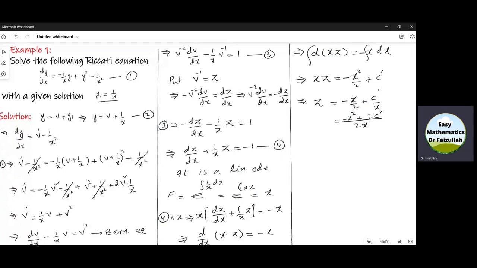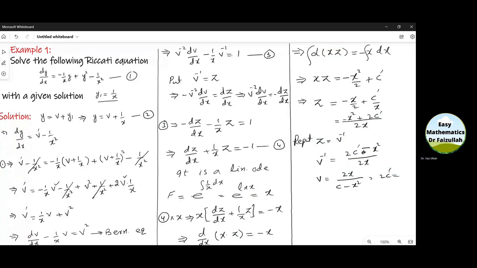Now let us re-put the value of z. So z was equal to v power minus 1. So we have v power minus 1 is equal to 2c dash minus x square, divided by 2x. Let us take reciprocal of both sides. So this will become v, and this will become 2x divided by 2c dash minus x square. We denote 2c dash by c.